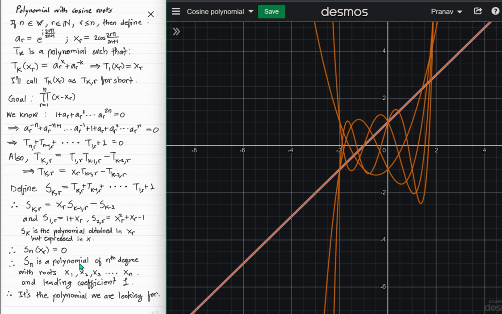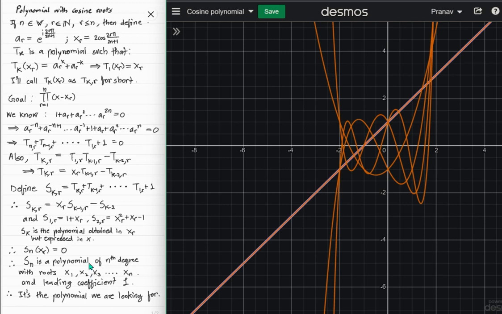So s sub n is a polynomial of nth degree. Why is that? Because of this recursion and because of the fact that s sub 1 has degree 1, s sub 2 has degree 2, and then this recursion basically ensures that the degree is going to be n, right? So it's a polynomial of degree n, and it has roots, not roots, I should say zeros. So the zeros are x1, x2, x3 till xn, so exactly n zeros, right? All of these x sub r values that you have in our whole polynomial as zeros, it also has exactly the same zeros.